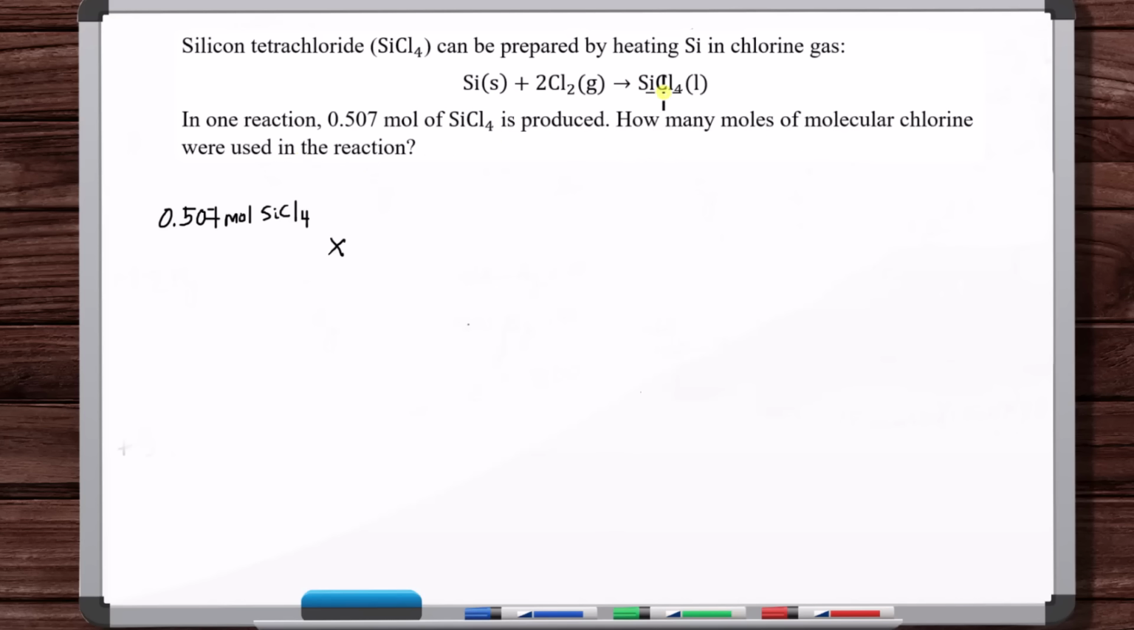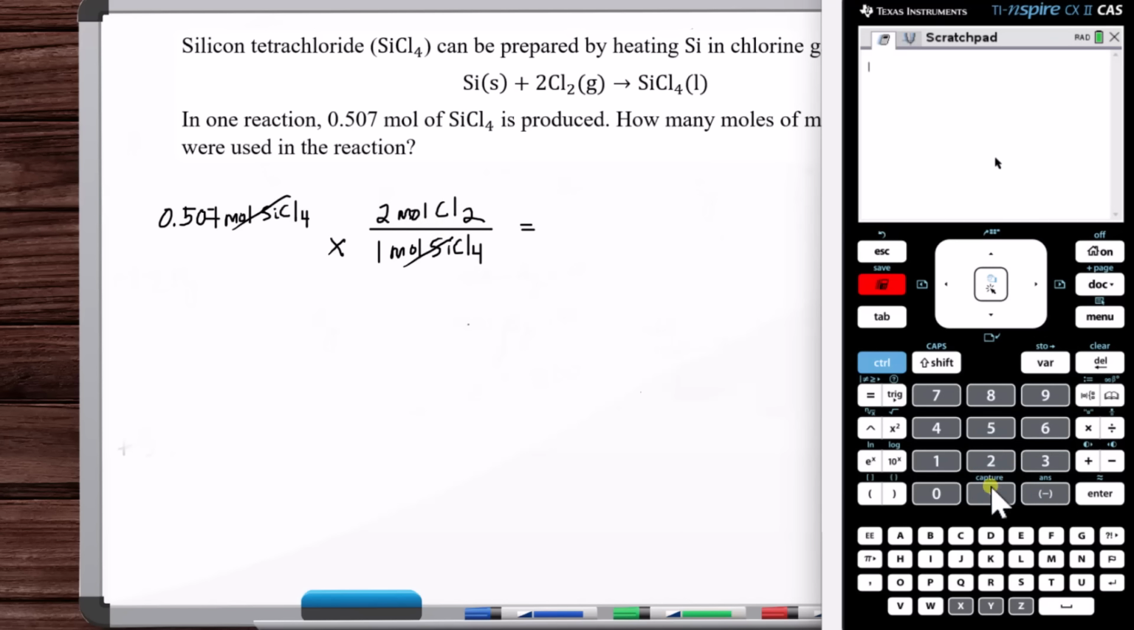Well, from stoichiometric equivalency, in the mole method, we know that for every 1 mole of SiCl4 produced, 2 moles of Cl2 were used. And so that's what we're looking for, the number of moles of molecular chlorine. So that's our units. So we just need to do this multiplication. 1.014 moles of molecular chlorine.